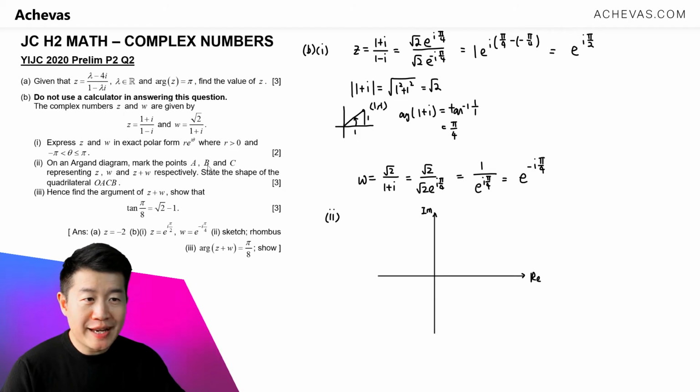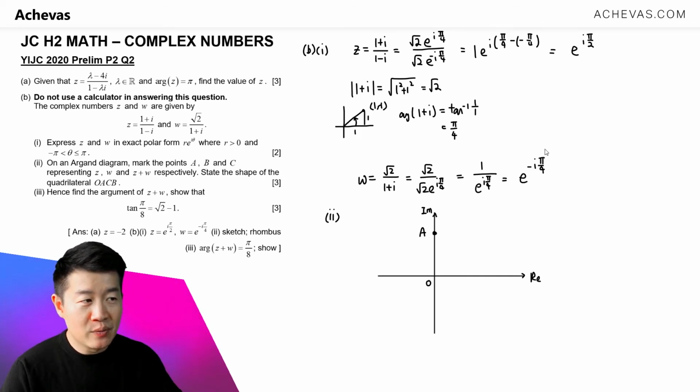Here we are going to try to sketch points A, B, C, where point A represents the complex number z. For the complex number z, its modulus is 1, and its argument is pi over 2, which means that z is going to be represented by a point that is somewhere here, at a distance of 1 from the origin, and its argument is pi over 2. We can see it over here because point A lies on the imaginary axis.